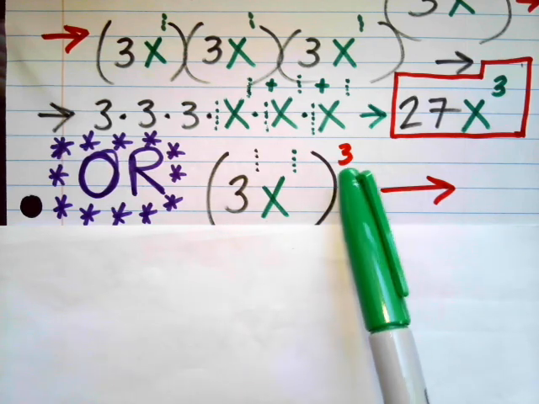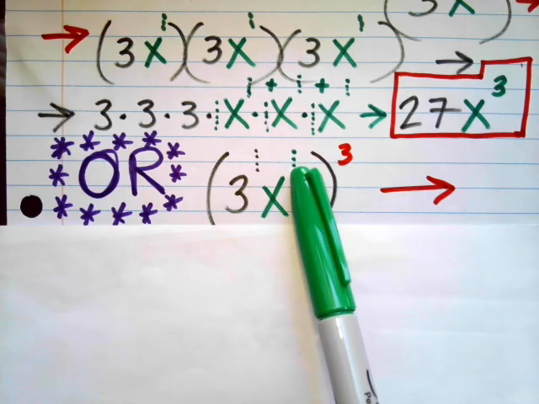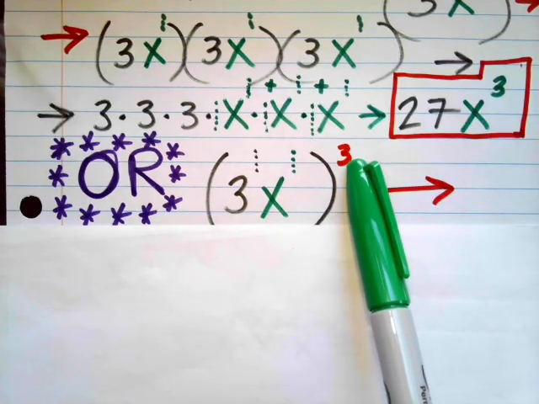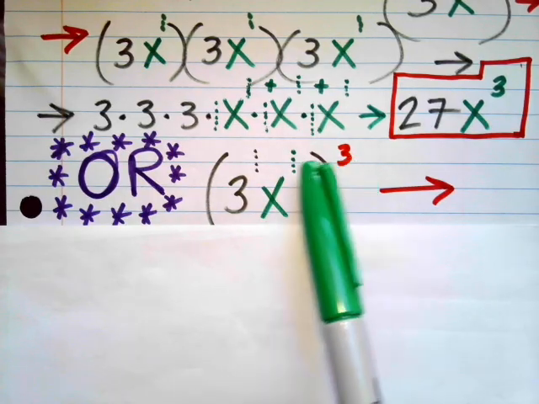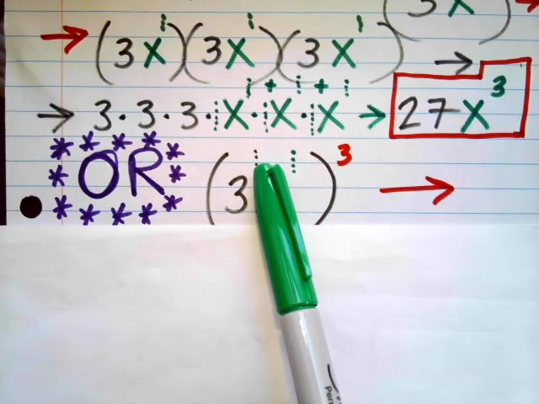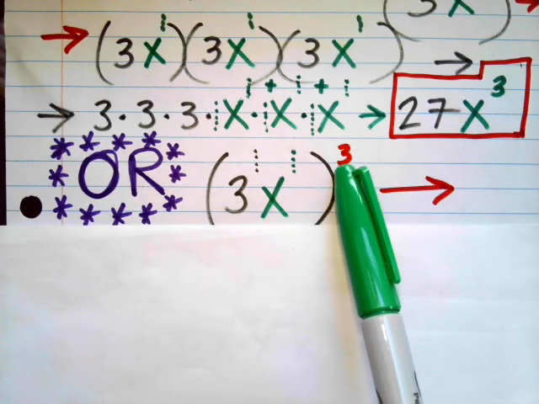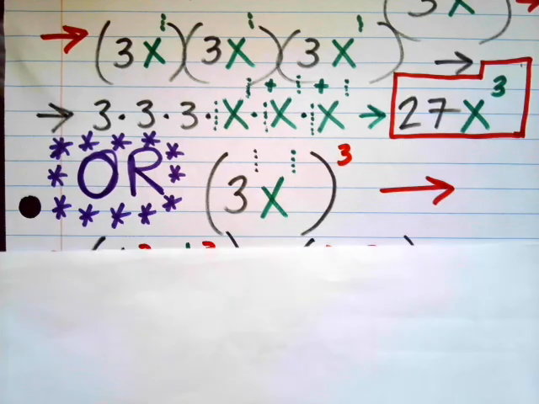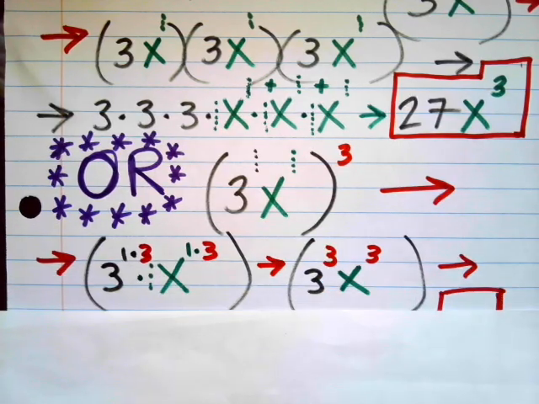Now remember, again, you can multiply the power to a power. That's a power of 1 raised to a power of 3. So a power raised to a power. The rule is you can multiply these power to a power. So 1 times 3 is 3. Let's take a look and see what that looks like here.